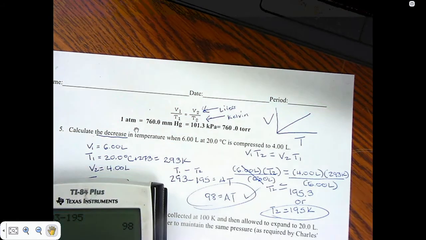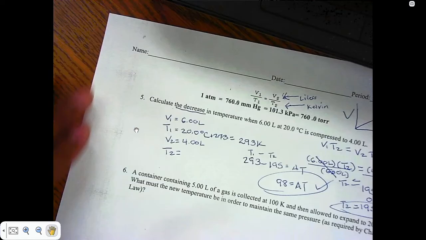All right, let's go ahead and move to our next question. I'm going to fold the paper a little bit here to make space for myself. And once again, I'm folding incorrectly, but we'll go ahead and make do.